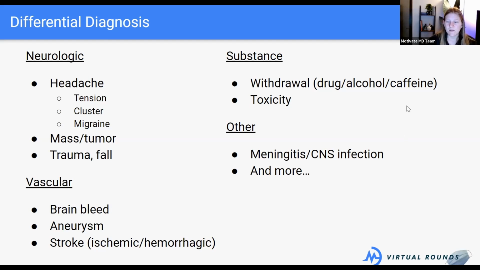Some things that we don't want to miss that haven't been covered already, things like meningitis or a CNS infection, could certainly present with a headache, as well as some other symptoms that we'd want to look for, and that might not be as consistent with this patient's acute presentation, but that could still be something that comes on in a matter of hours or days.